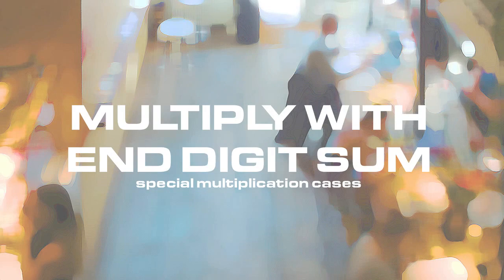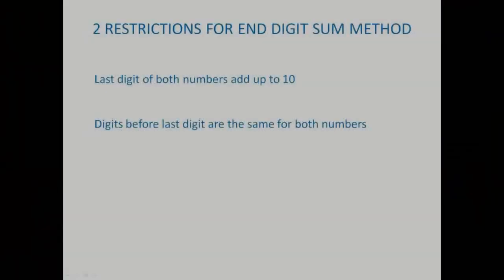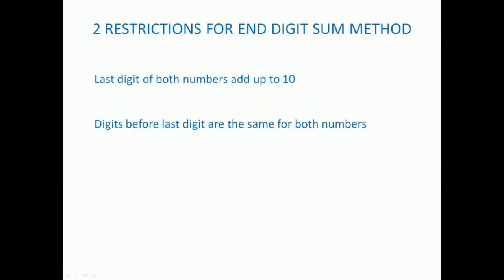With that out of the way, let's get started with n-digit 10 sum. Before we start, I want to run through two restrictions with you for using the n-digit sum method. The first one is that the last digits of both numbers we multiply add up to 10. And the second one is that the digits before the last digit are the same for both numbers.